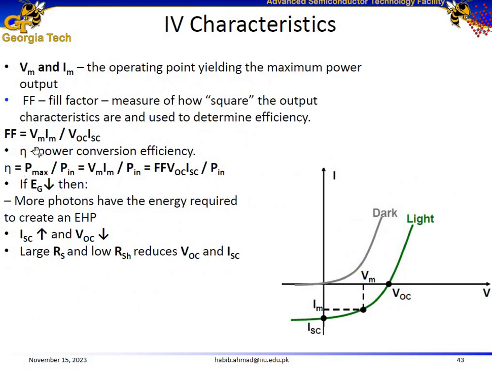And from this, for the efficiency, we know that efficiency is equal to output power divided by input power. Output power is VM IM. VM IM is equal to fill factor times VOC ISC. So efficiency is equal to fill factor times VOC ISC divided by the input optical power. So here is a simple relationship in order to calculate the efficiency of a solar cell.